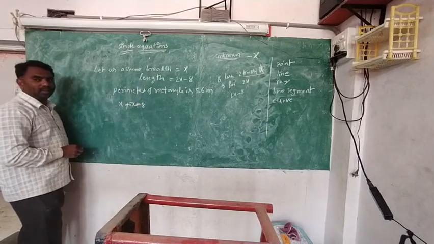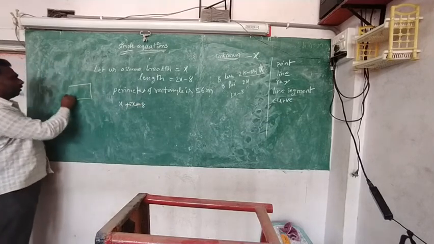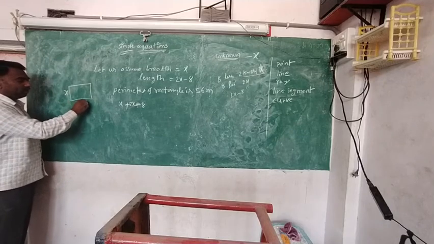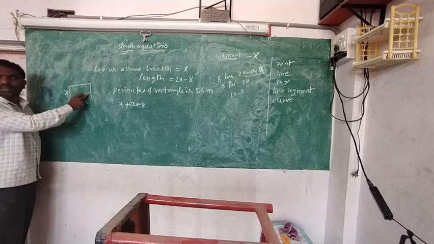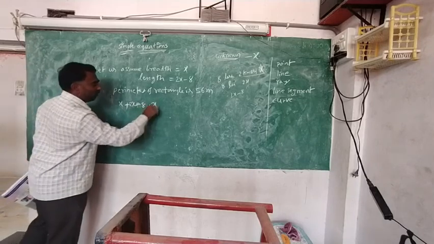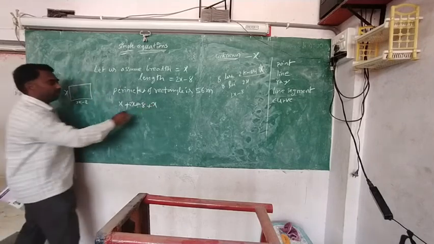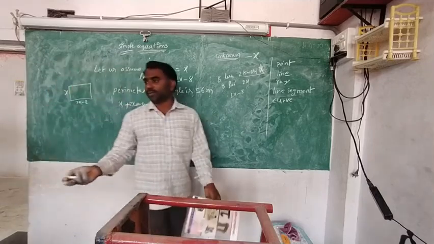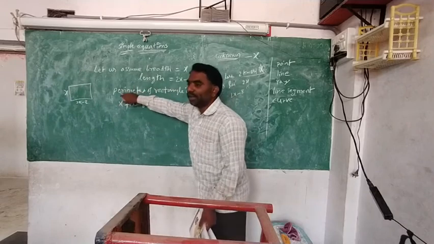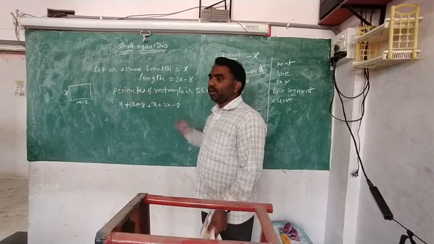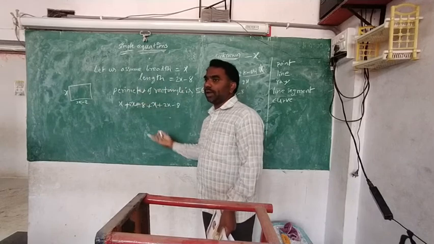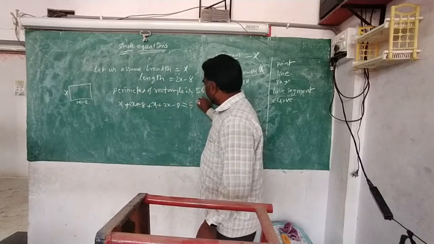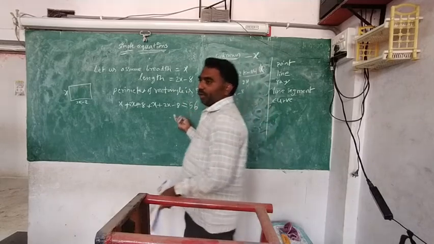First side x, second side 2x minus 8, third side x only, fourth side 2x minus 8. The four sides are added. That is the perimeter, and in the sentence the perimeter is given as 56. So the equation is x plus 2x minus 8 plus x plus 2x minus 8 is equal to 56. Now how can you make it short?